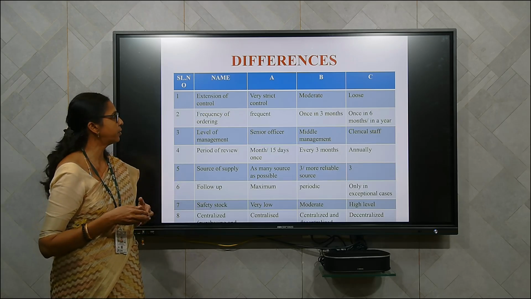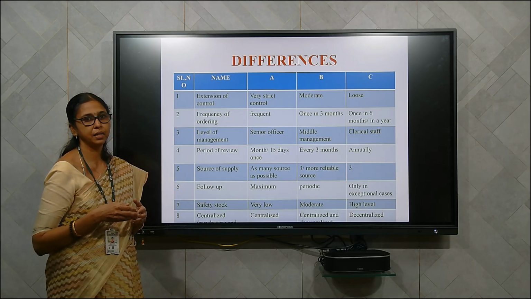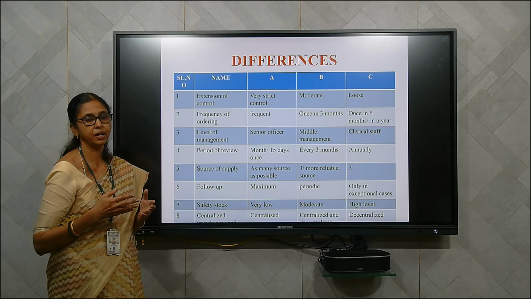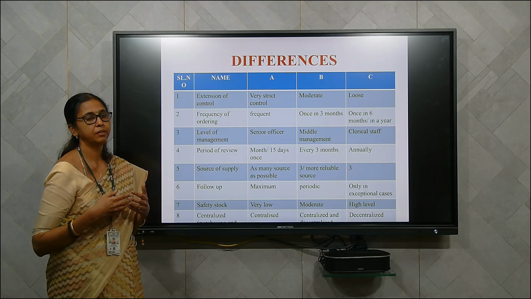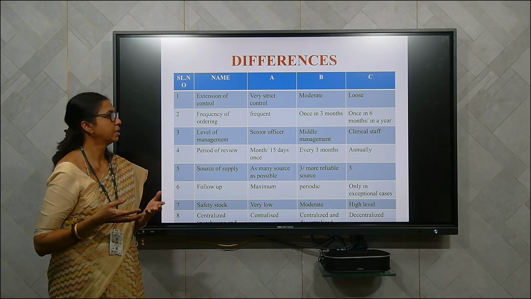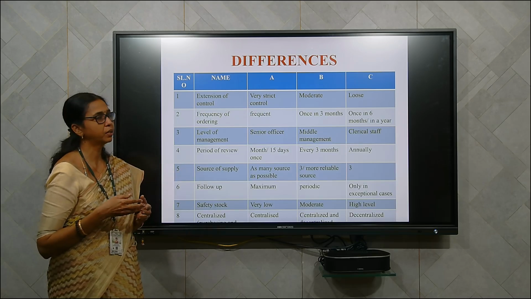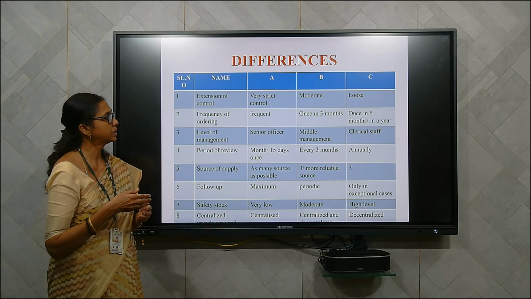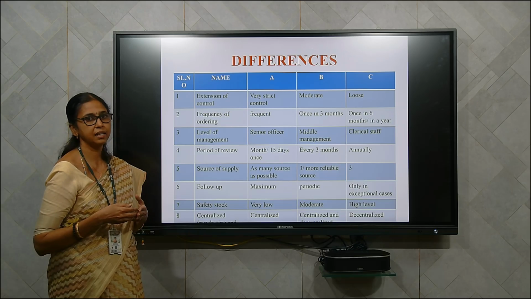Next, frequency of ordering. A items need to be ordered frequently, on a weekly basis. We cannot store them in bulk. We cannot store them in lots. So frequently we have to order. B items can be ordered once in 3 months. C items can be ordered once in 6 months or once in a year.